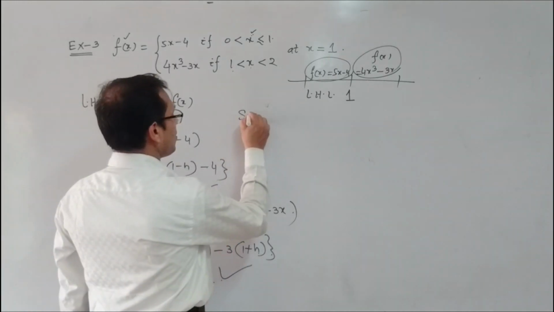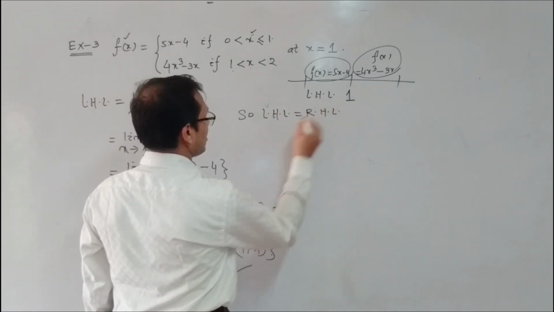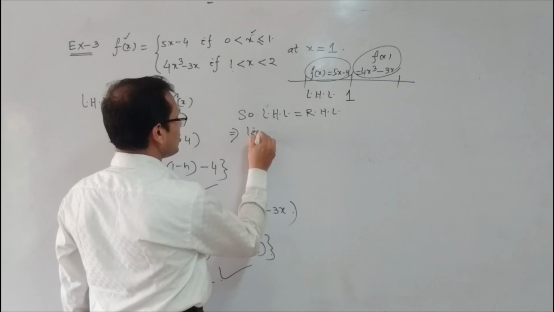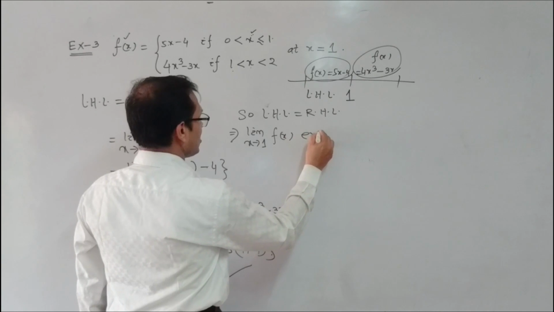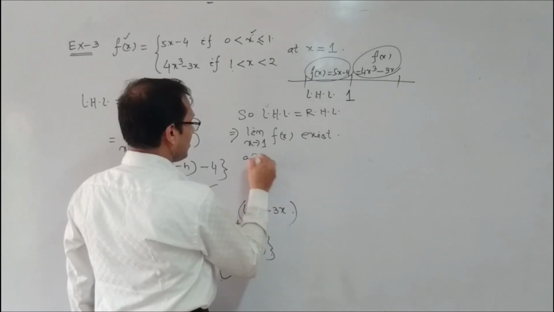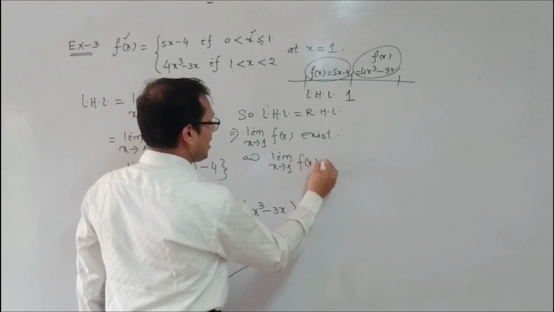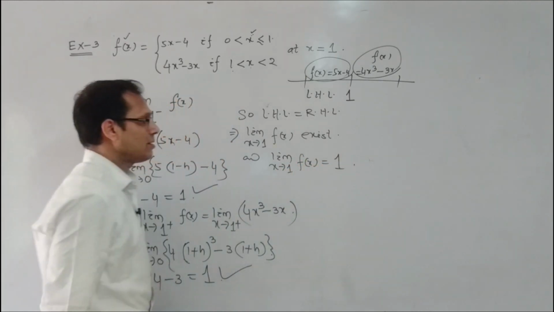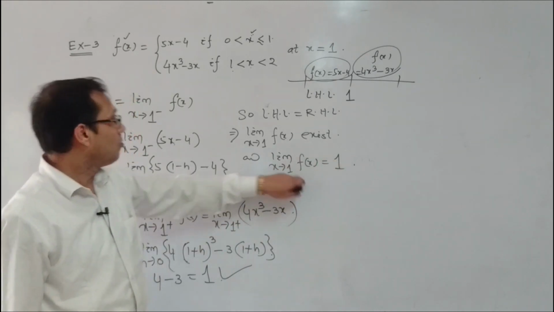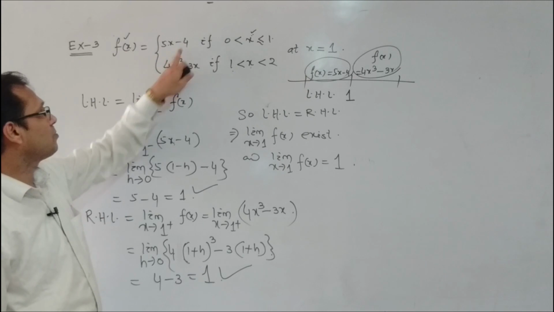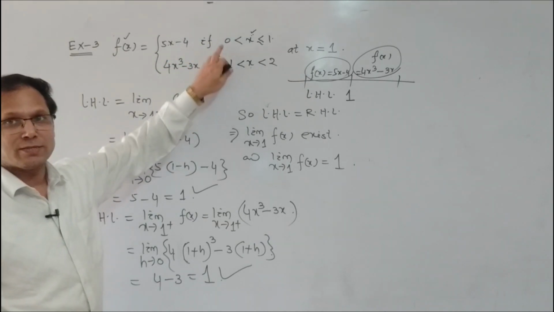So LHL is equal to RHL, that implies limit x tends to 1 f(x) exists and that value is equal to 1. This is the limit. Limit x tends to 1 f(x) is equal to 1, when f(x) is equal to 5x minus 4 and 4x cube minus 3x according to these two conditions respectively.